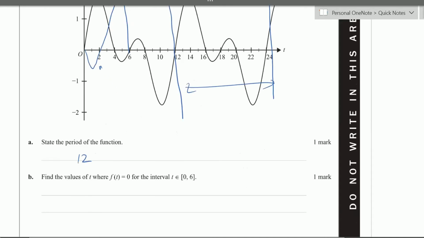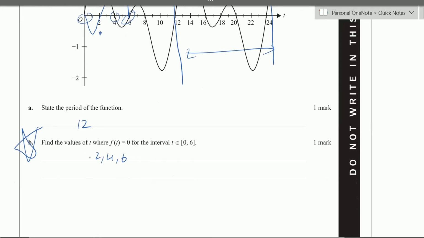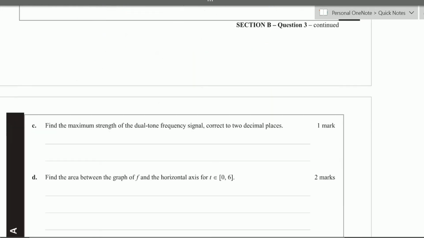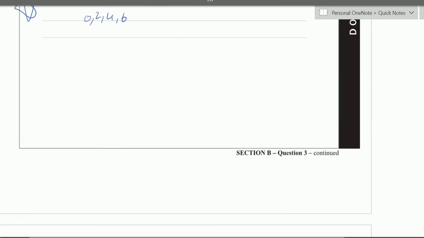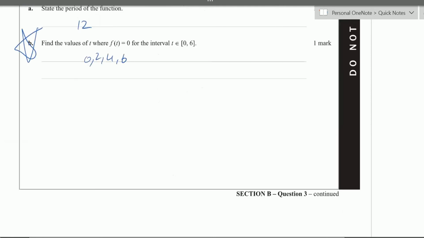So find values of f(t). If you look at the graph, it's easily 0, 2, 4, and 6. But in checking time, always check this type of question because you never know if this is actually at 4 and 6 and 0. They might try to trick you like that. But yeah, first time around it should be fine to just put those values like that. But always check later if you have time. Oh, sorry, it's not 2, is it? Just, yeah. So find maximum strength.